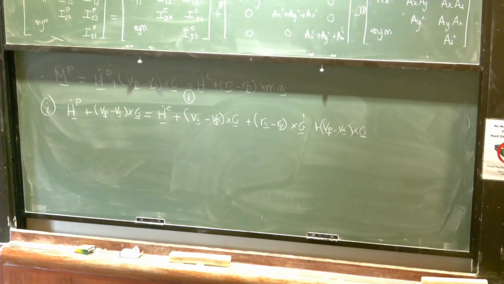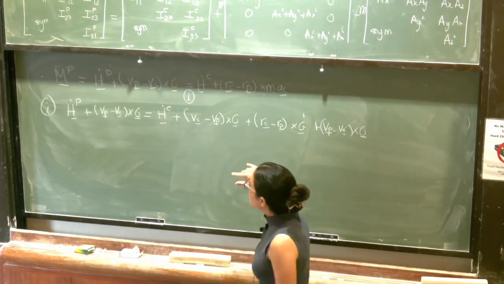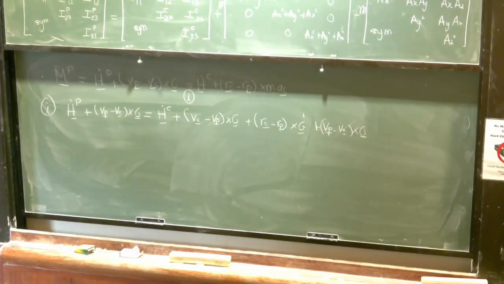So again, what did I do? I wanted to show that this term is equal to this term, so I started with this term and replaced H dot P by Hp is equal to Hc plus Rc minus Rp, the second equation up there. I took its derivative, replaced, and I got what I needed. Now, the second thing, any questions?